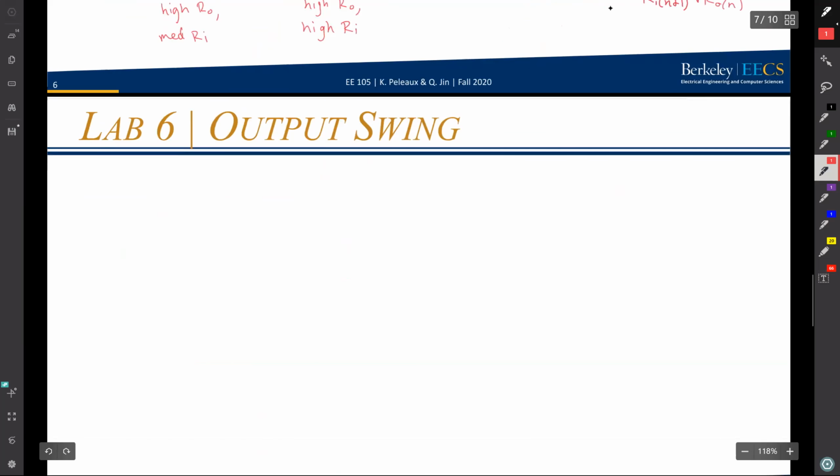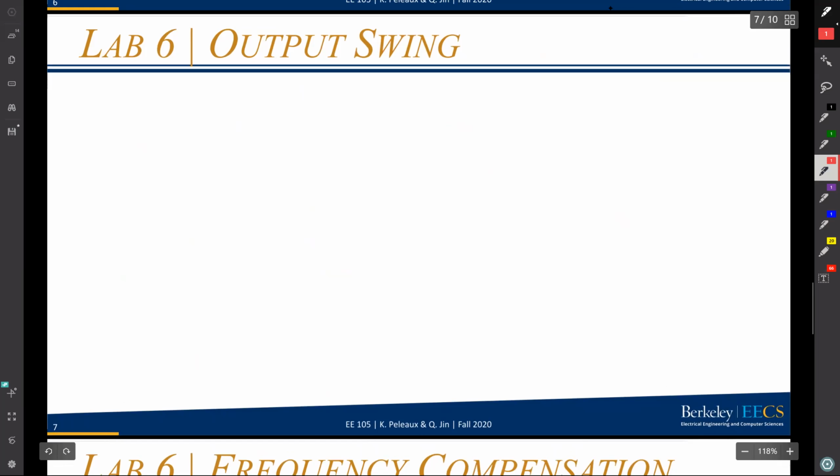Another thing I can talk about is the output swing. I'll probably go till 10 after, so if you have to leave, that's totally fine. But I just want to give you these hints for your lab so you can get working on it over the break.